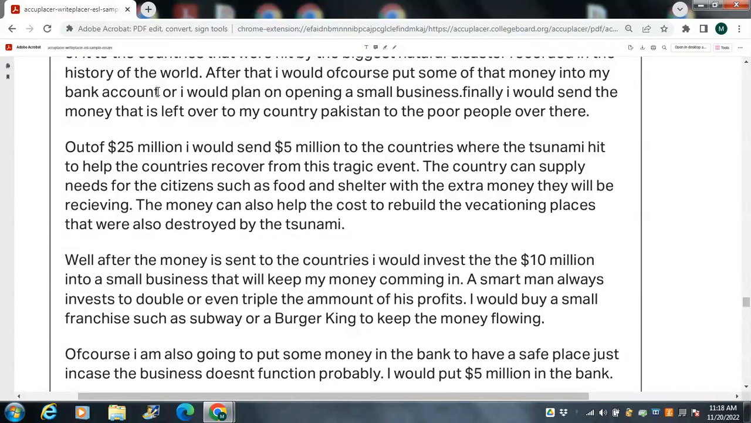So it should go from the bank account, then going into the small business. Or of course, I would, after that, I would plan on opening a small business, comma, and I would of course put some of that money into my bank account. So there's always an opportunity as well, writers, to switch the ordering of this sentence up here in this particular essay.